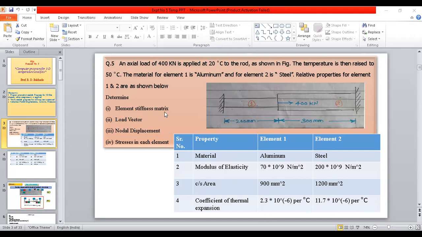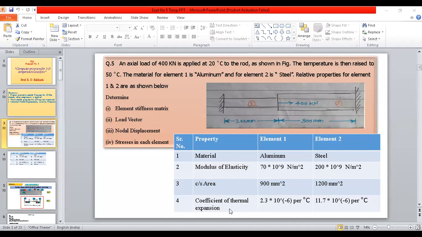Then we need to determine the element stiffness matrices, that is K1 for element 1 and K2 for element 2, the load vector, whose size depends upon the number of nodes taken in the problem, and the nodal displacements and stresses in each element. When you find stresses, you need strain, and for strain calculation we should know displacement. So this is reverse engineering; for the last term, stresses, we need to calculate everything before it. So this is our problem statement, and we already solved such type of numericals.